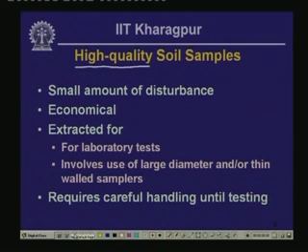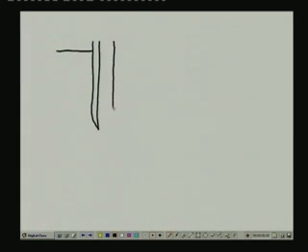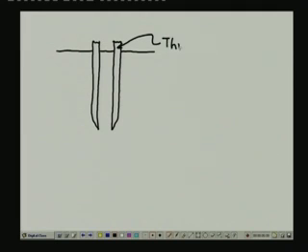Now, why large diameter and thin walled samplers are used for obtaining high quality samples becomes evident when I draw this particular sketch. Let's say we try to introduce a cylindrical thick walled sampler into the ground. We are going to look at the definition of a thick walled sampler in the next little bit. Now, let's say we are introducing a thick walled sampler like that.